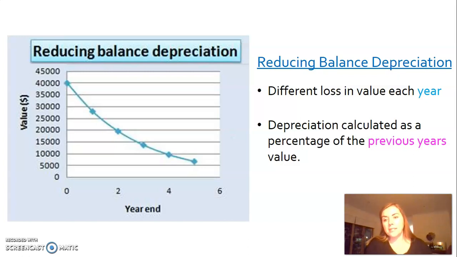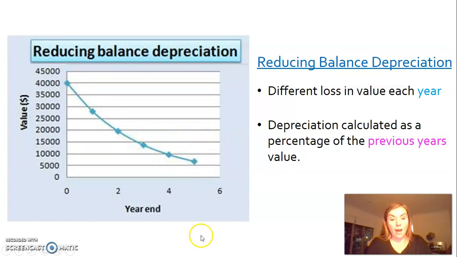On the graph here, say we have a car again, and it's worth $40,000. You can see this one here is reducing in value every year. This one is reducing to, say, $27,500 in the first year. You can see it's depreciated by a smaller amount the next year, a smaller amount the following, and so on. And that's resulting in a curved graph.